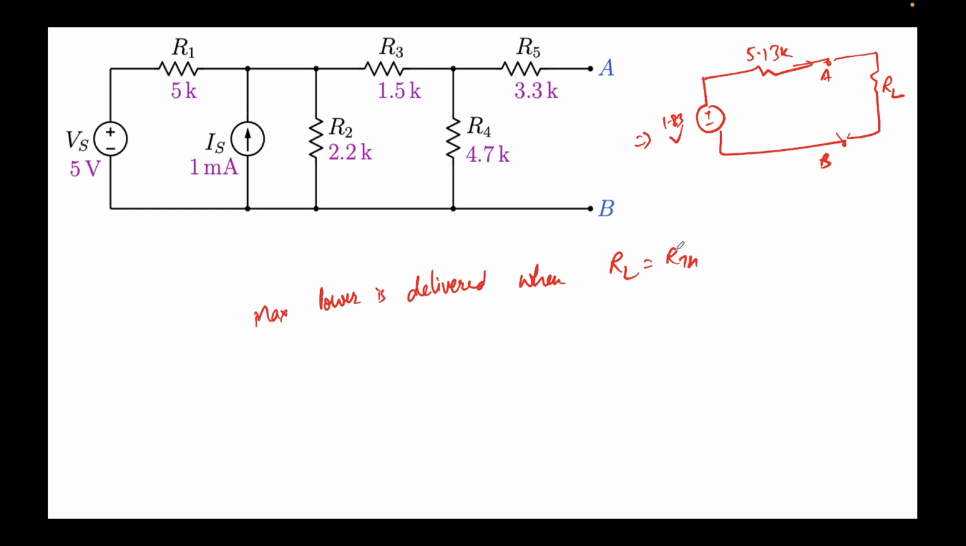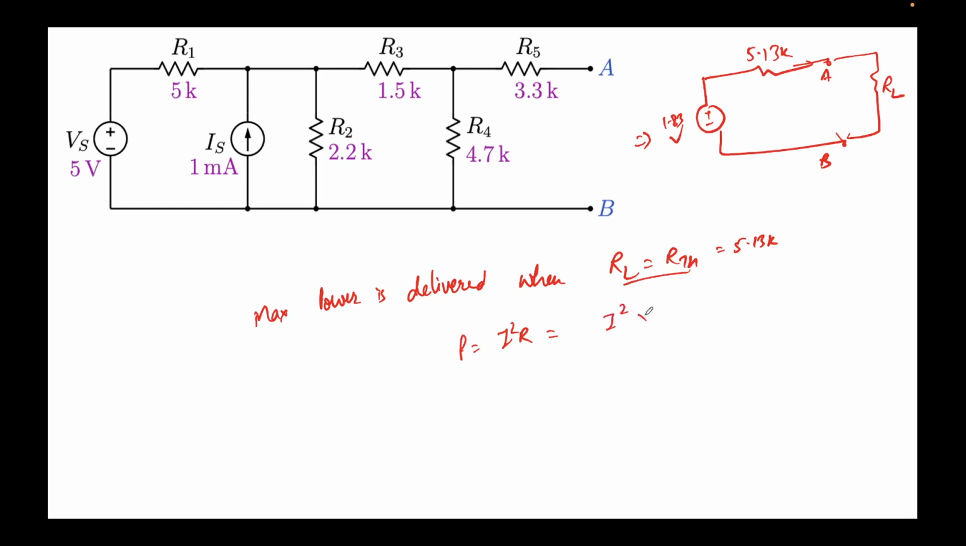The proof of this, by the way, is in the video lecture. So RL equal to RTH, which means this is equal to 5.13 K. And then you can simply say P equal to I square R. There is a formula. Can someone tell me the final formula that comes? P is equal to V into I. Oh, that is the formula for power. If you put RL equal to RTH, what is the power delivered to the load?